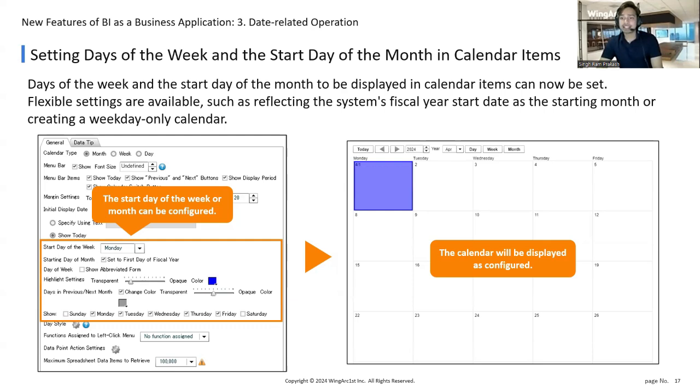Next, you can now set the start day of the week and the start day of the month for calendar items. This allows for flexible configurations, such as reflecting the system's fiscal year start date as the start of the month, or creating a calendar that displays only weekdays. For example, you can display only weekdays or set the beginning of the month to a date other than the first. Isn't it cool? Now let's take a look at these settings on the actual screen.